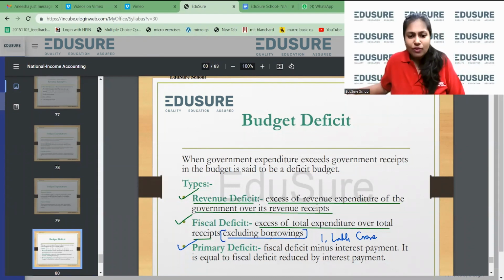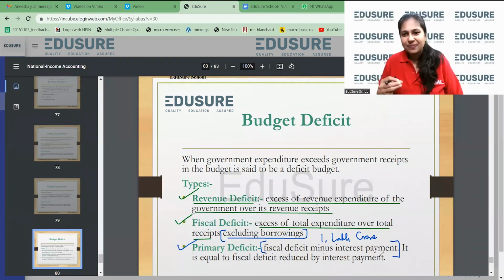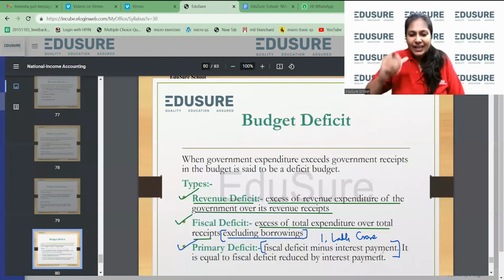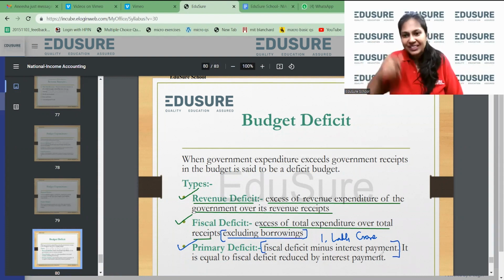So if you take fiscal deficit and subtract from it interest payments, let's say the primary deficit comes as 0. What is the meaning of 0 primary deficit? That all your borrowings is because of the past interest payments. So that is what primary deficit tells us: that out of my fiscal deficit, if I reduce it by past interest payments, then what is my new deficit this year? That is the primary deficit.